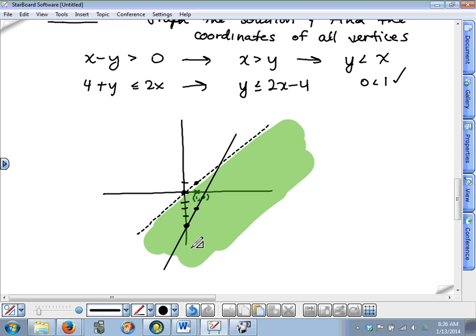Because this line doesn't pass through the origin, we can use 0, 0 to test for this line. If we use 0, 0 to test the solid line, we end up with the statement 0 is less than or equal to negative 4. That's false. So the test point didn't work. That means we don't shade towards the test point. We shade on the other side, away from the test point. So choose a different color here, shading away from the test point.